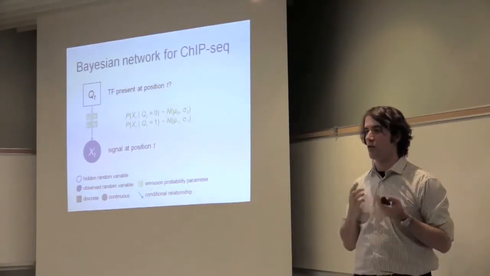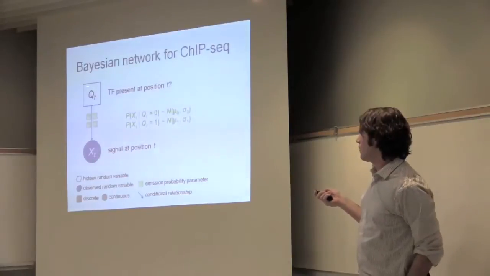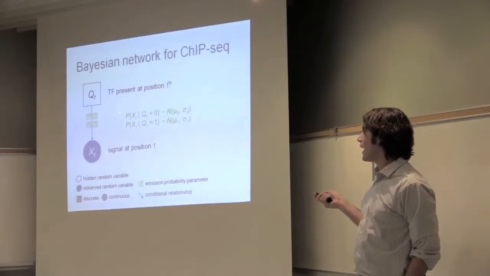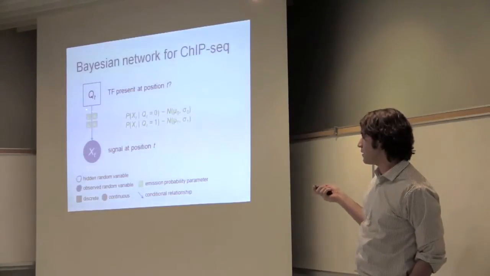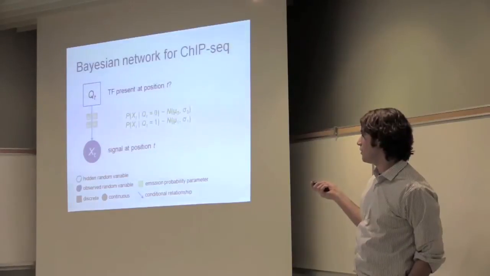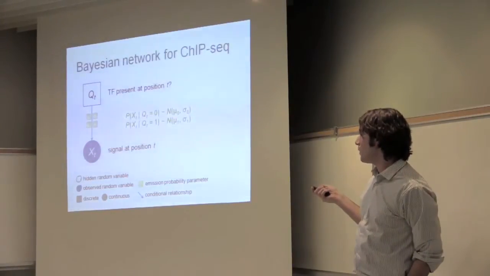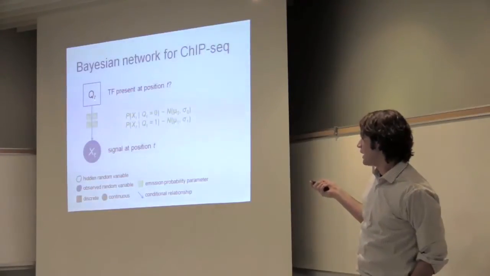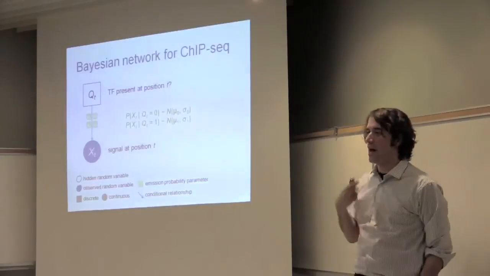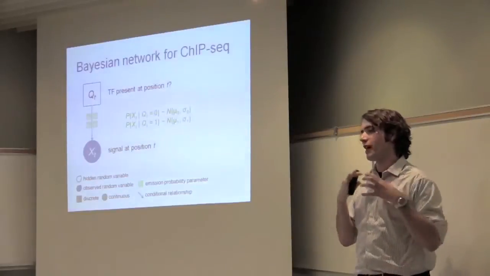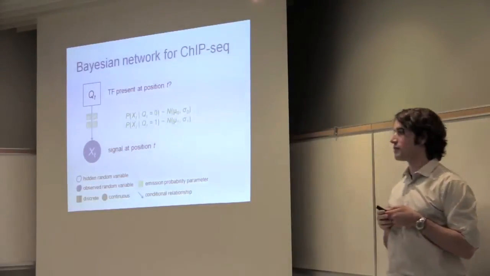These two values, of course, are related. So you can infer the value of the hidden variable based on what you've observed, which is the signal. And a Bayesian network is essentially a modeling language that allows you to say that this observed variable is dependent on the value of this. So you'll have one probability distribution here if this value is zero, and you might represent that by a Gaussian, in fact we do, and another one if it's one. So if there's actually a transcription factor present, you're going to see much higher signal levels.